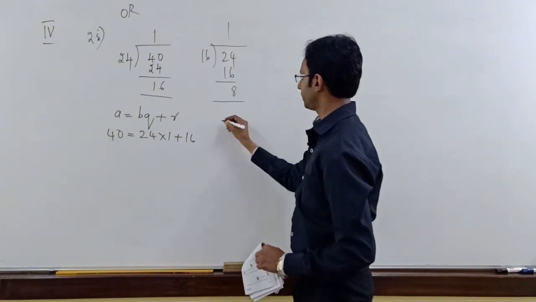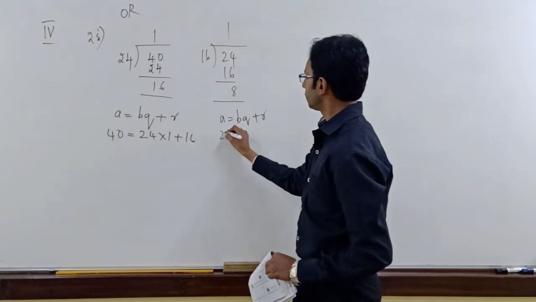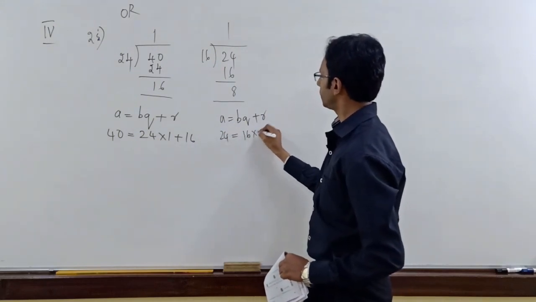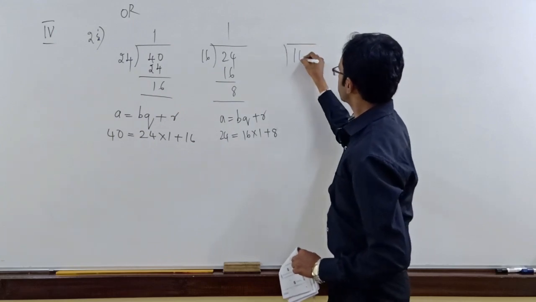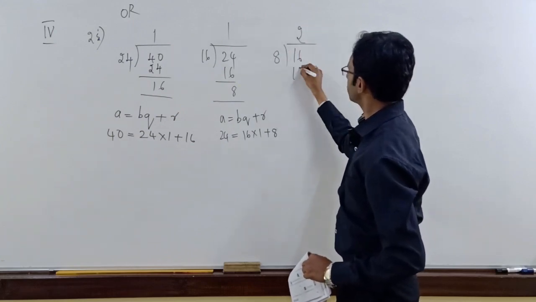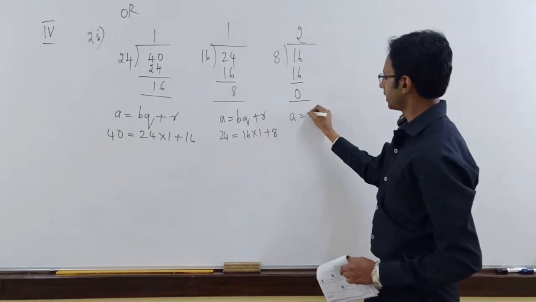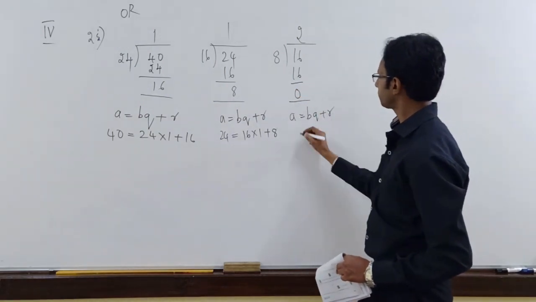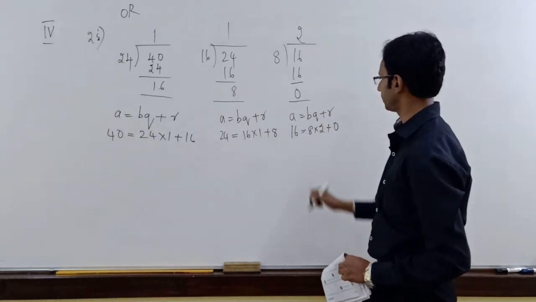Further again we should divide with this, but before that the algorithm says A is equal to BQ plus R. 24 is equal to 16 into quotient plus remainder. Then we divide 16 by 8. 8 twos are 16, remainder is 0. So the algorithm continues. It is A is equal to BQ plus R. 16 is equal to 8 into 2 plus remainder 0.